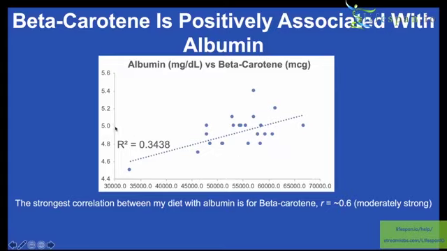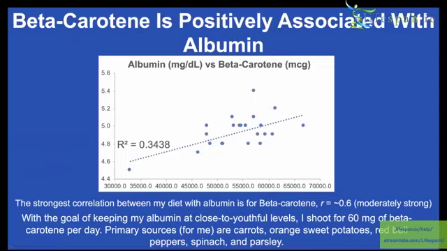So I shoot for about 5, which is biological youth. To get there, if you just go across, you can see based on the plot that around 60,000 micrograms, or 60 milligrams, of beta-carotene should get me there. Now, I don't supplement with beta-carotene. For me, primary sources of beta-carotene are carrots, orange sweet potatoes, red bell peppers, spinach, and parsley. I eat a ton of that stuff to get enough beta-carotene to potentially keep my albumin levels high.